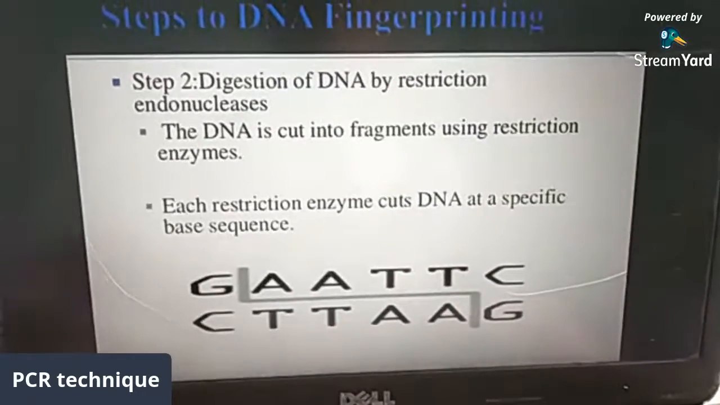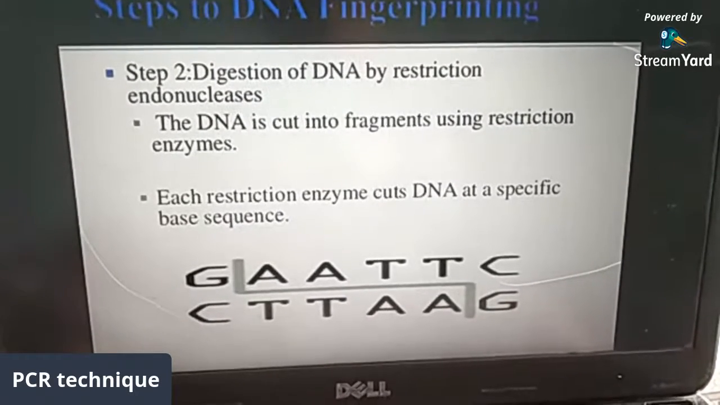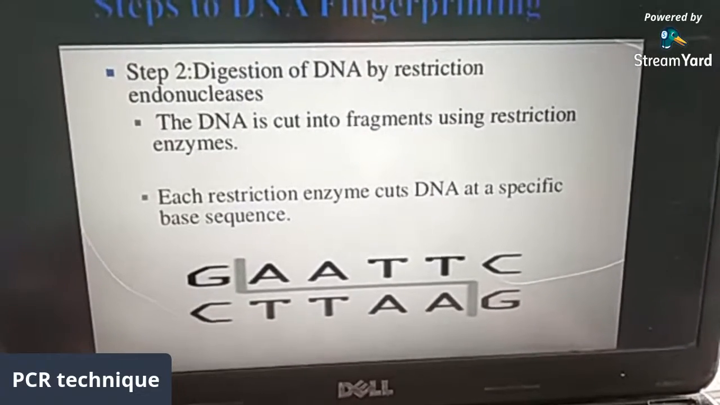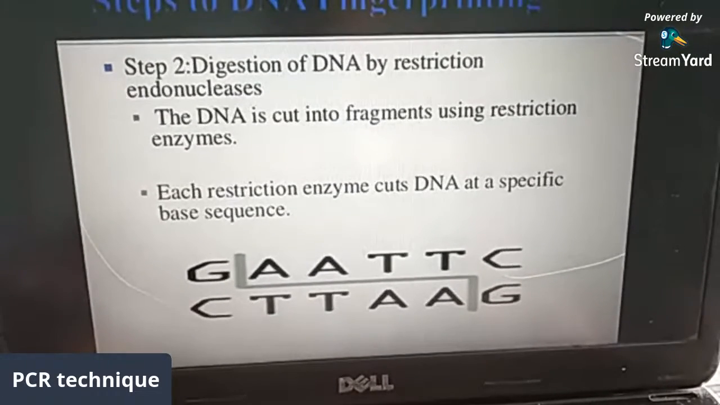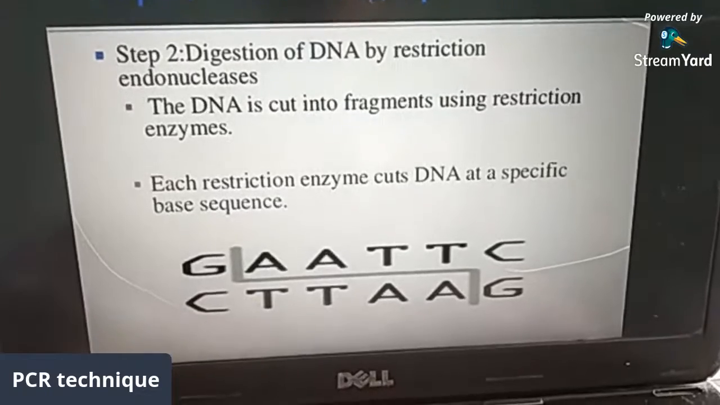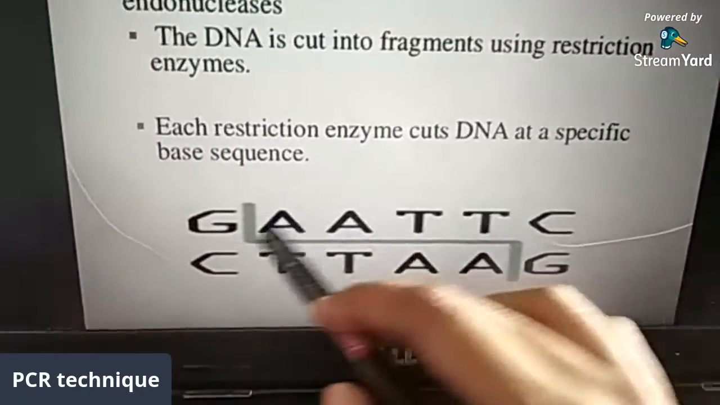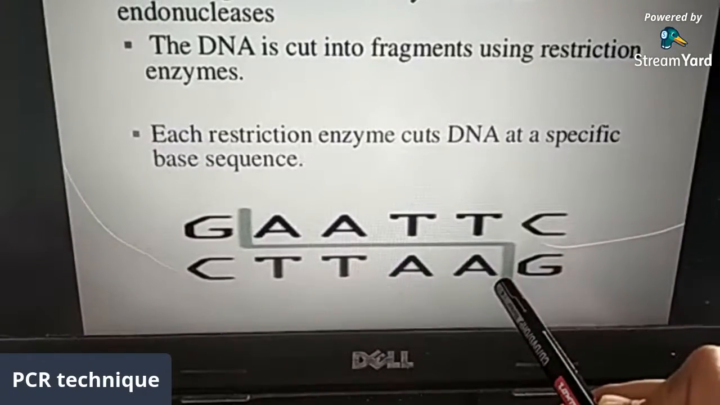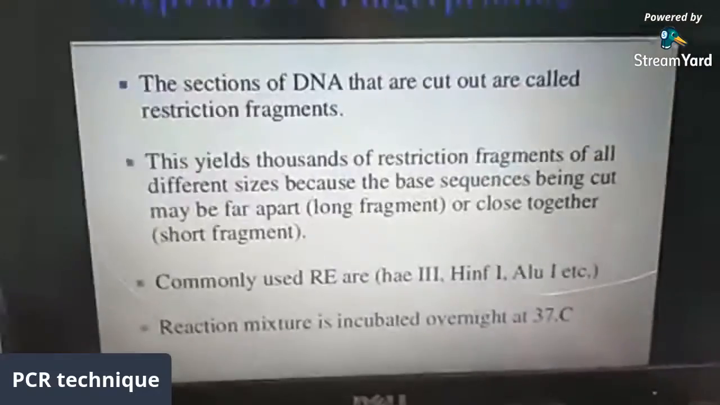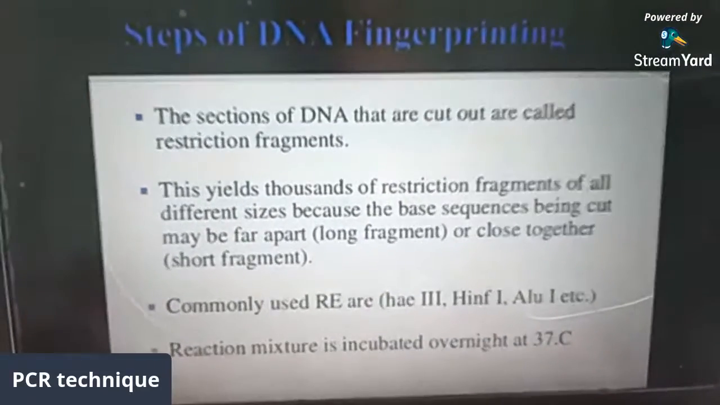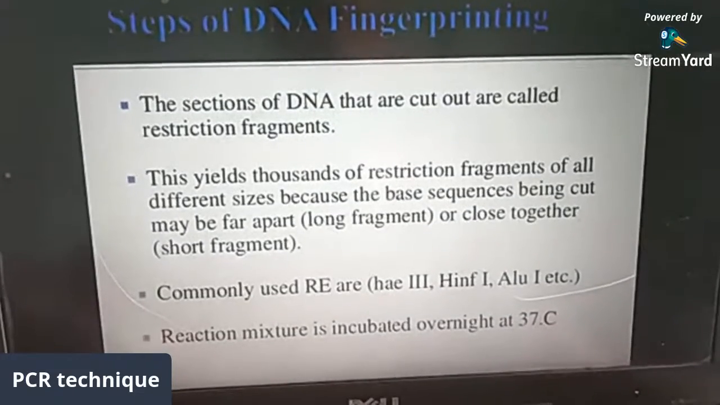After that, this is step 2: the digestion of DNA by restriction endonucleases. The DNA is cut into fragments using restriction enzymes. Each restriction enzyme cuts DNA at a specific base sequence. Look, this is the specific sequence. Either a staggered cut or a blunt cut. Clear? Next one. The sections of DNA that are cut out are called the restriction fragments.